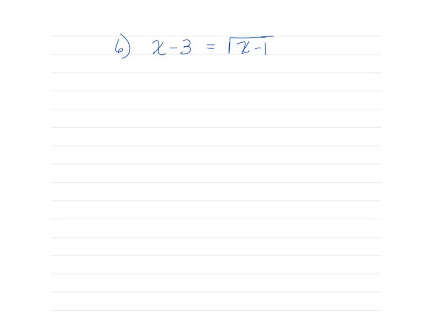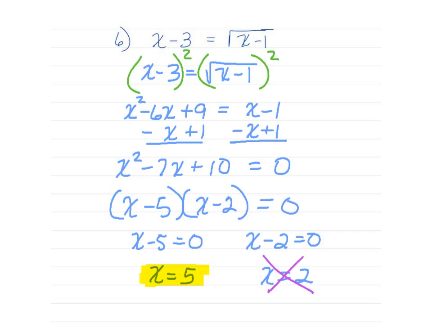Okay, here's number 6. X minus 3 is equal to radical x minus 1. Pause the video and try this one on your own. Please check your work. Notice that you initially had two solutions, x equals 5 and x equals 2, and by going back and substituting these, we found that there's one viable solution, x equals 5, and that x equals 2 is an extraneous solution.